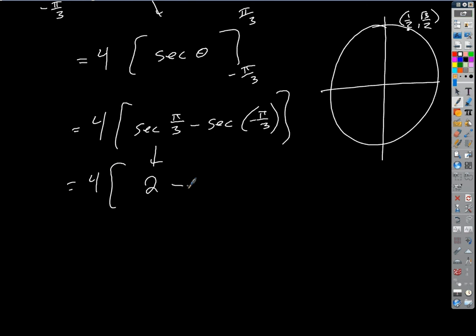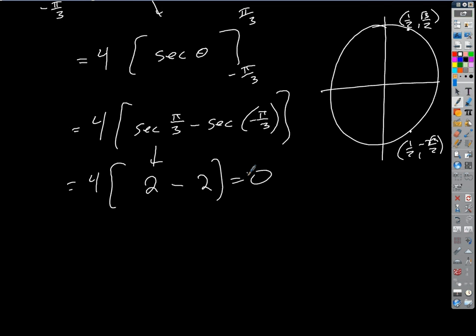Now, what about the secant of negative pi thirds? Negative pi thirds is going to be down here, right? So the x-coordinate's the same. The coordinates are going to be 1/2, negative square root of 3 over 2. But secant is the reciprocal of cosine, which is still the same for both of those. So I'm going to end up getting 2 minus 2, which is 0.